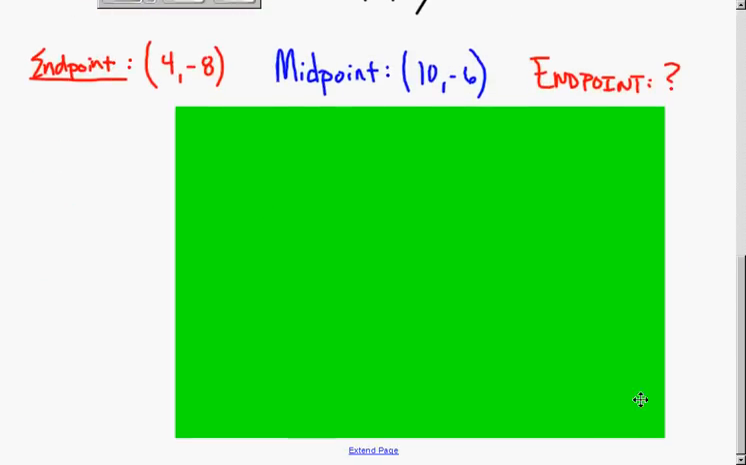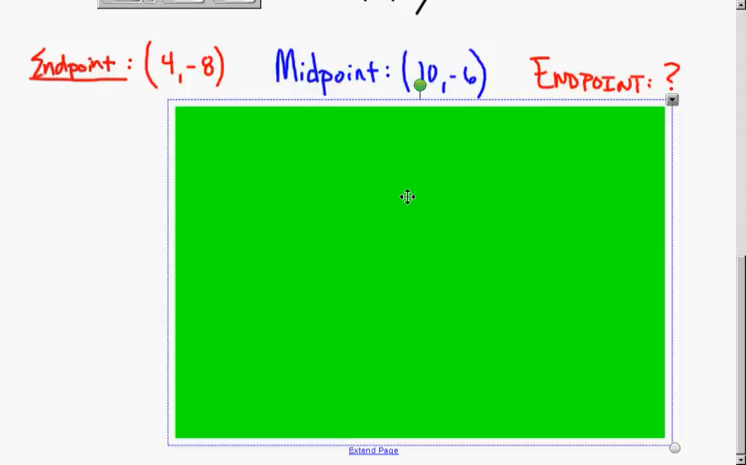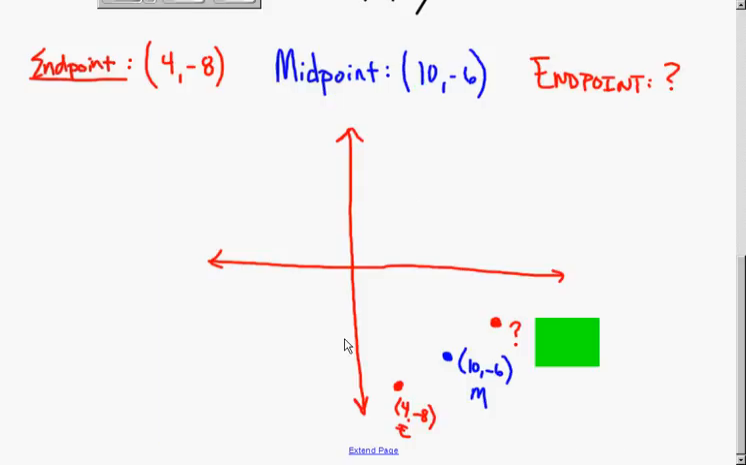It would look something similar like this. You have an endpoint, you have a midpoint. We need to figure out that other endpoint. So that midpoint is between the two endpoints. So on your coordinate plane, it would look something like this.